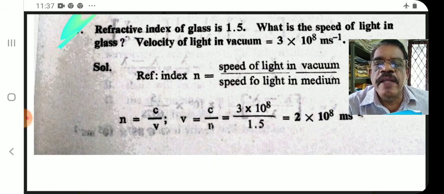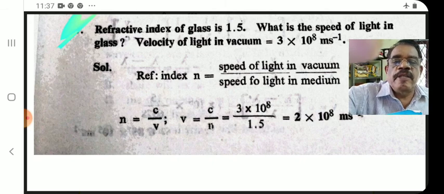V is equal to C by n. C value is a constant, given 3 into 10 raised to 8. Refractive index of glass is 1.5. We divide. The answer is 2 into 10 raised to 8 meter per second.